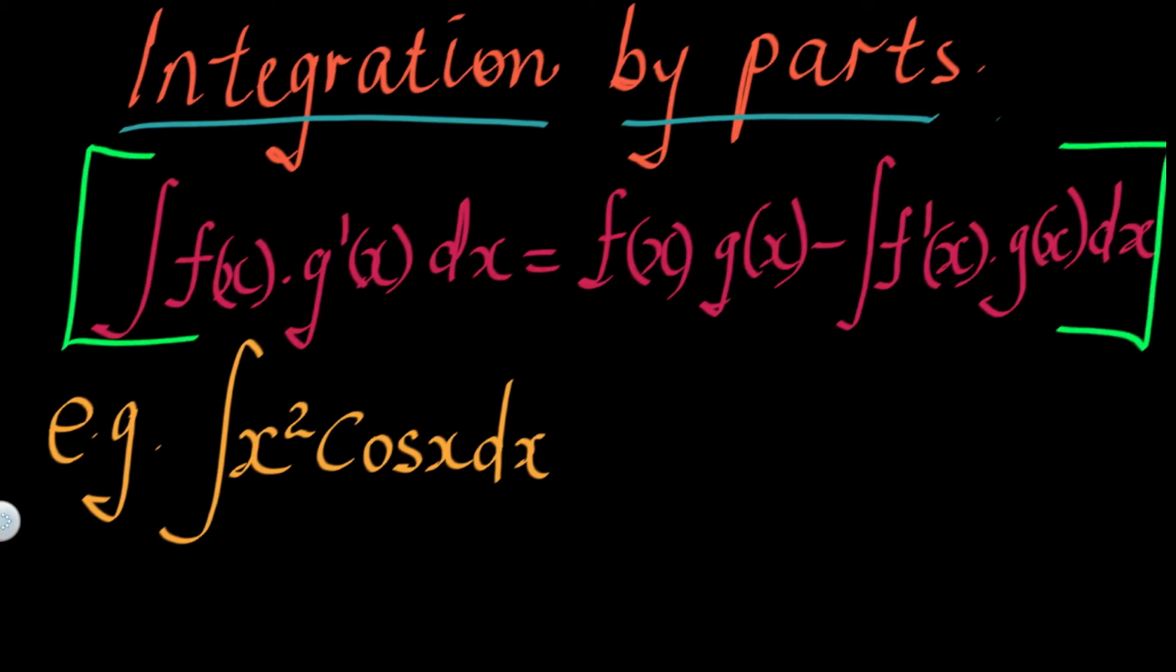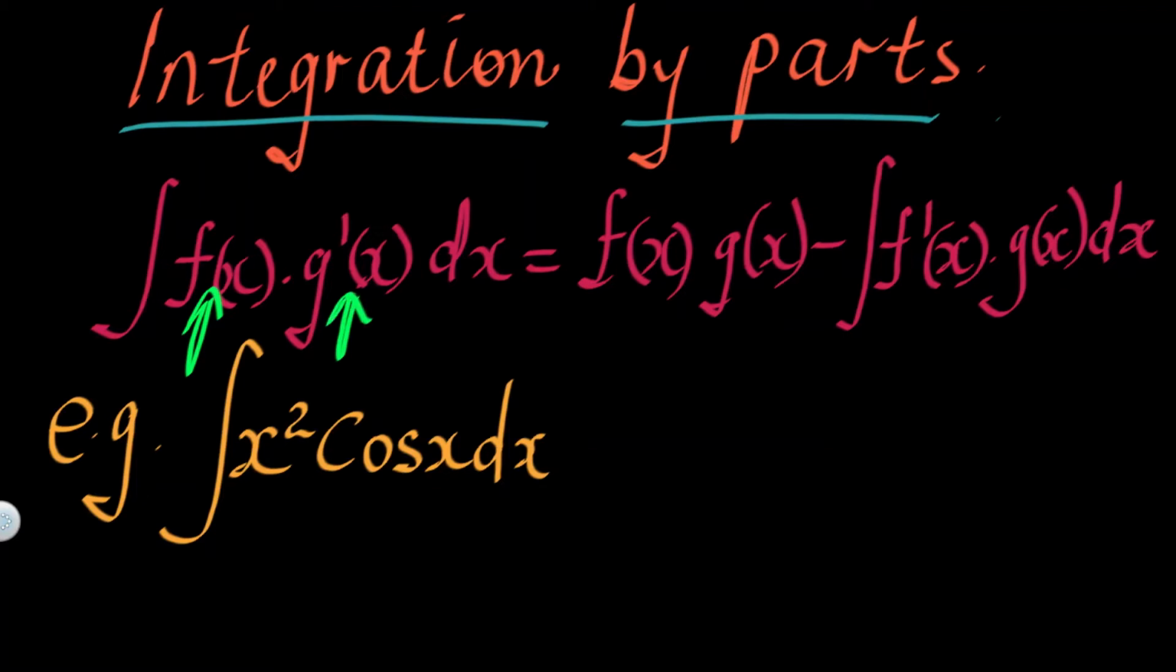It may be given in different ways. Some textbooks or some syllabus, they use U and V. It is presented in different ways, but this is also a very easy way to present this formula. So we're going to choose one of the functions to be f of x and the other function to be g prime of x. All of these terms that we see in our formula, we have to find them and then we substitute.